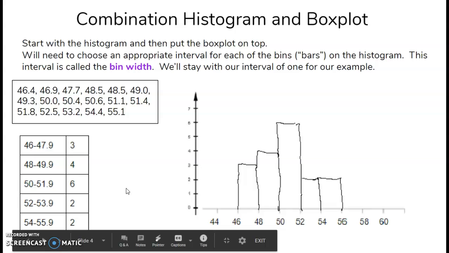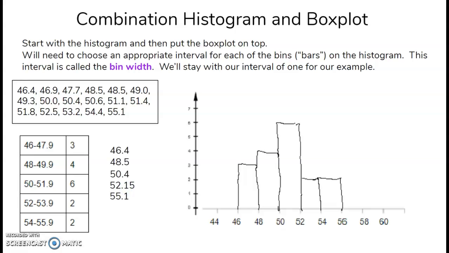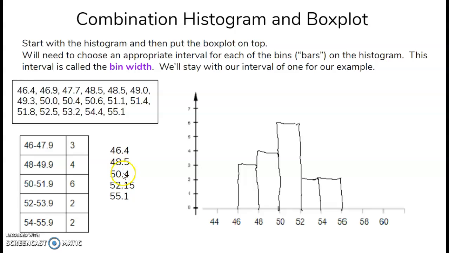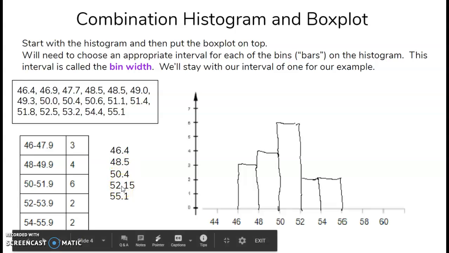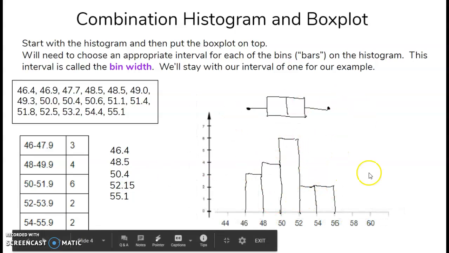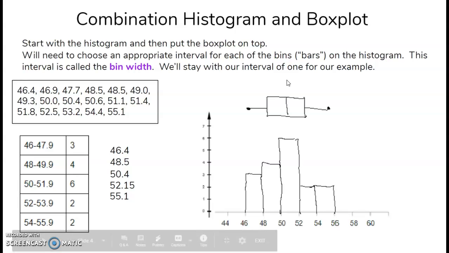Then after that, we need to put our box plot on here. So here's all of our data points again. 46.4 was the min, 55.1 was the max, 48.5 was quartile 1, here's the median, and then 52.15 was quartile 3. So I go ahead and just plot all that stuff above the histogram, and you can see how it kind of matches here. So here's the median of our data, and it's running right up into the box plot. So that is how I do a histogram and box plot.